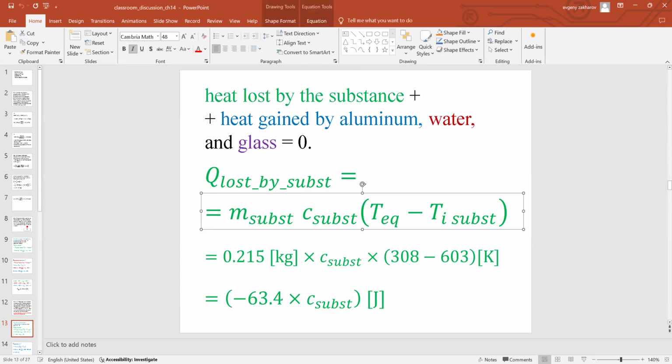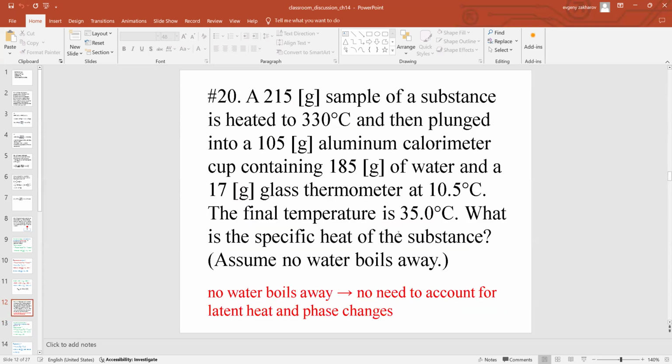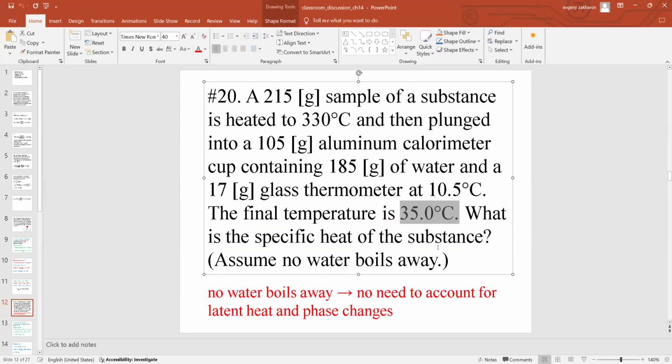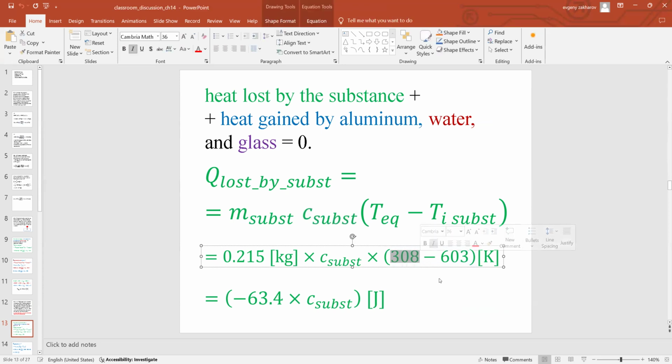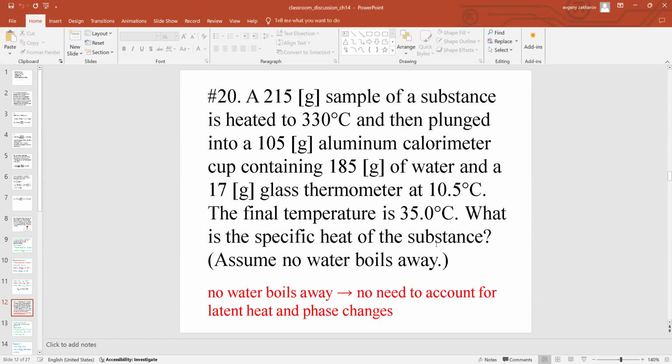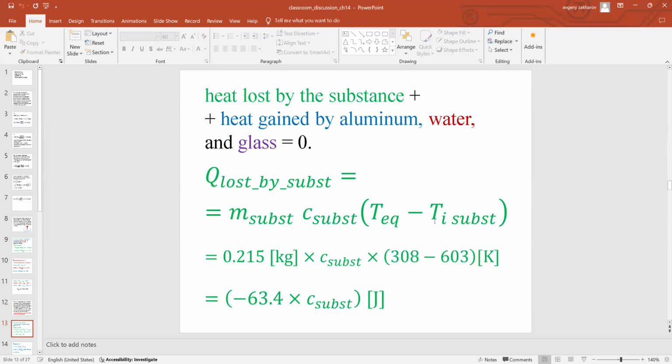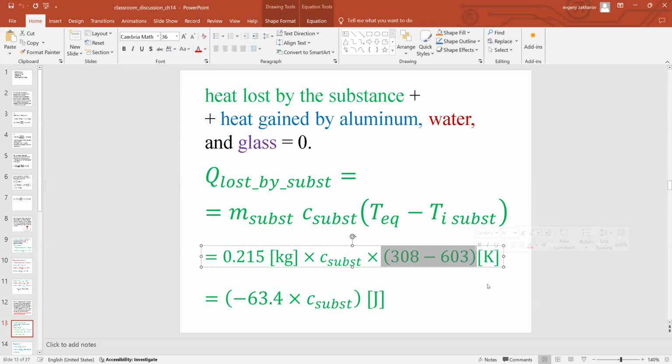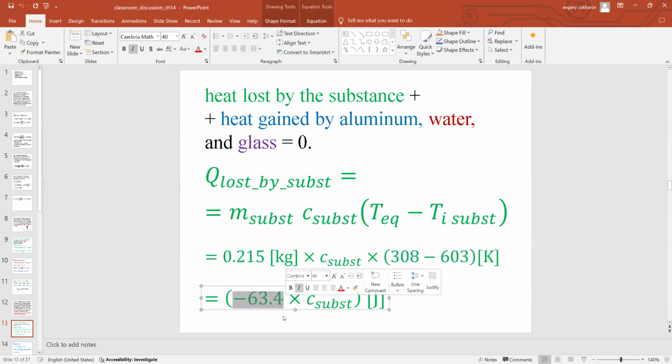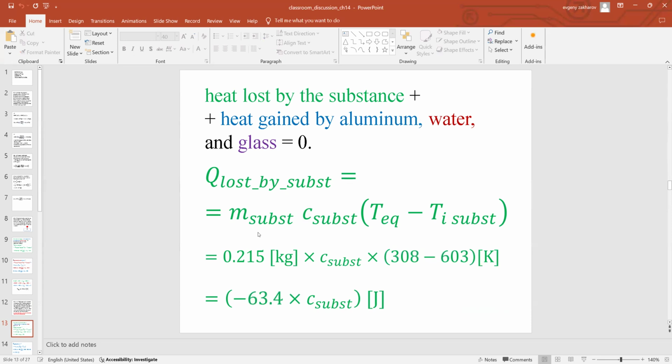So what is lost by the substance is the mass of the substance, the specific heat of the substance that we're about to figure out and find what is the material, and the equilibrium temperature, the final temperature, which is 35 degrees Celsius. You have to convert to Kelvin. And the initial, which is 330 degrees Celsius, which you convert into Kelvin. And you get the coefficient of 63.4 with a negative because we are losing it, right? Don't ignore the negative. You need this negative for the equation balance. That's the amount of energy lost by the substance.